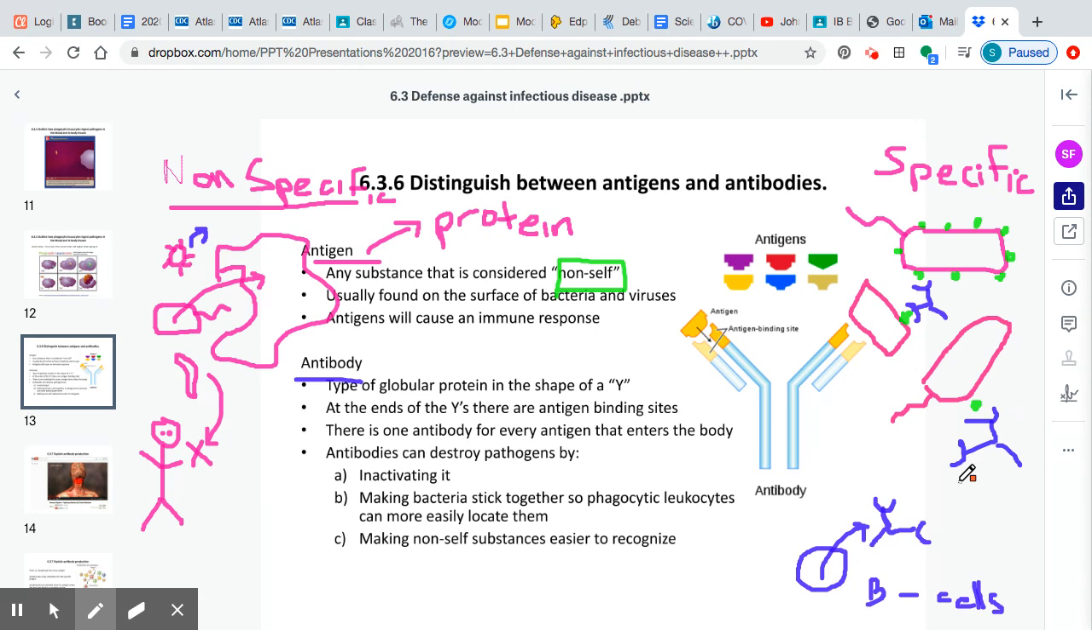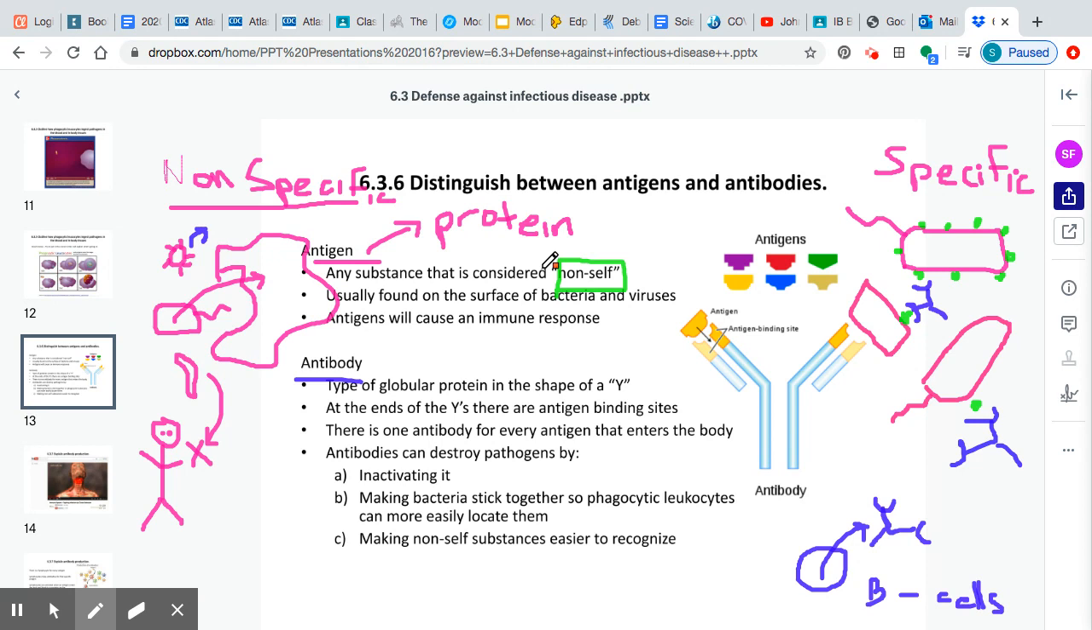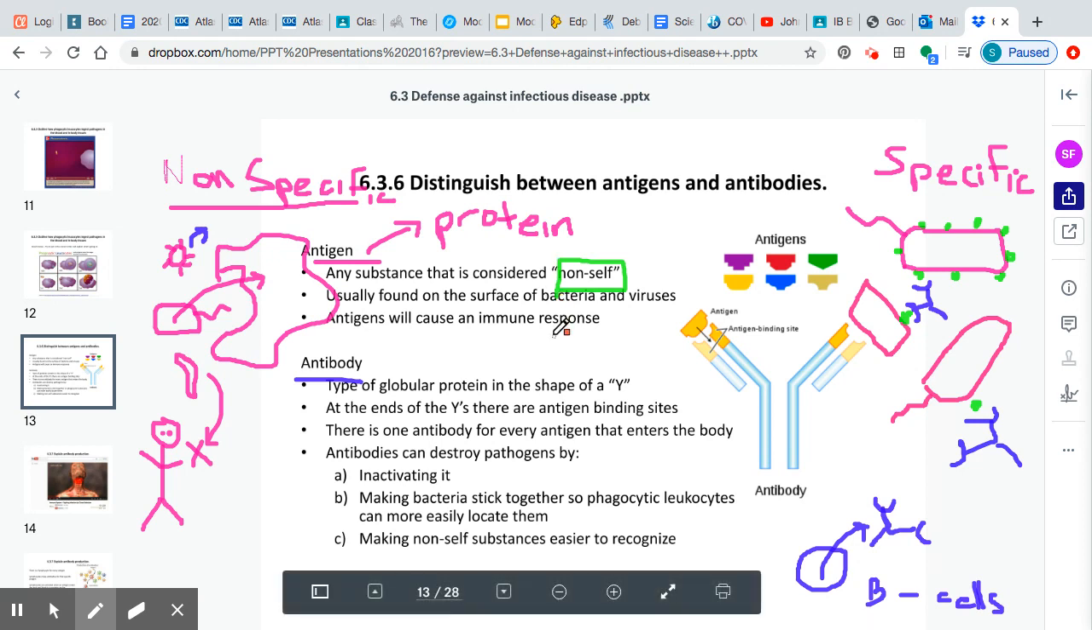So in summary, real big, antigens are not you. Antibodies are produced by you. Antigens are proteins on the surface of these pathogens. Antibodies are globular proteins that will attach to these antigens in response to your immune defense system.